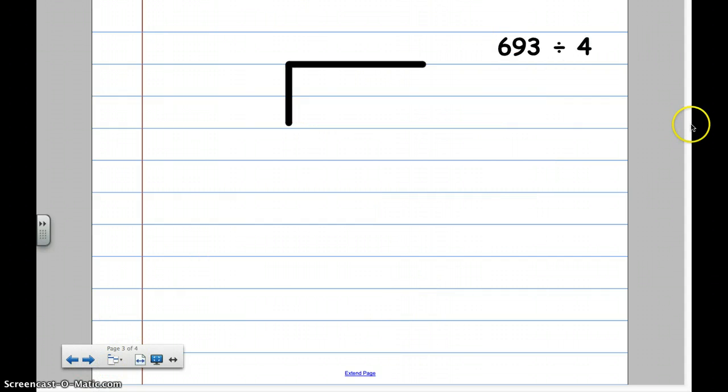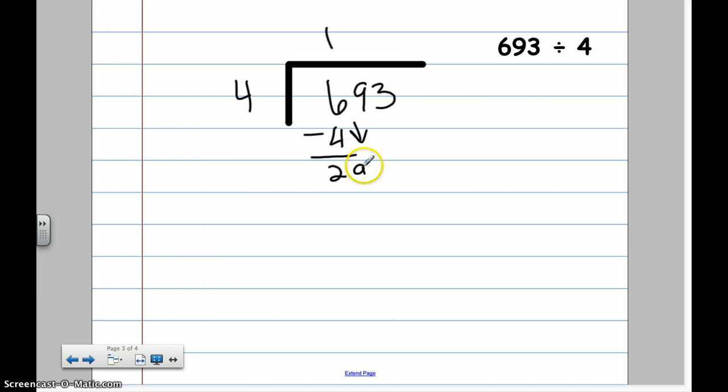Let's go into some long division. 693 is going to be my dividend. My divisor is going to be 4. 4 goes into 6 one time. 4 times 1 is going to be 4, and then I subtract and I get 2. I bring down the 9, and then I say, how many times does 4 go into 29?